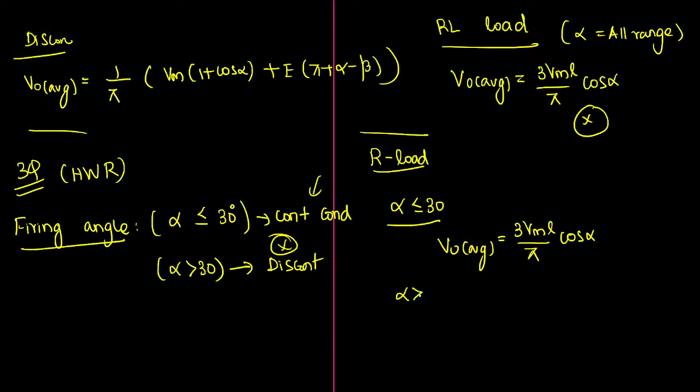If the value of alpha goes greater than 30 degree, then we can say the value of V naught average will be equal to, we can write V maximum line voltage under bracket it will be 1 by 6 plus root 3 upon 8 pi.